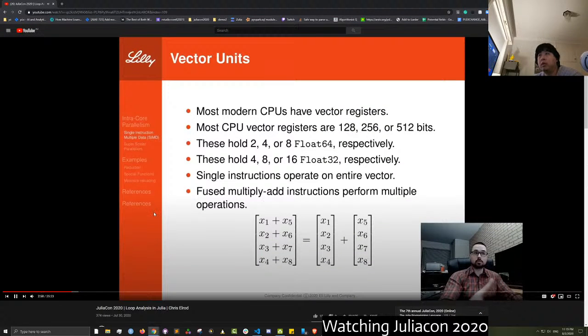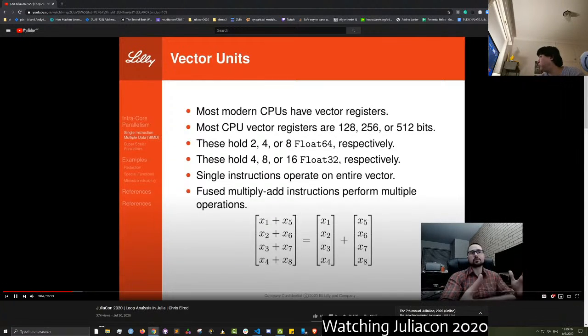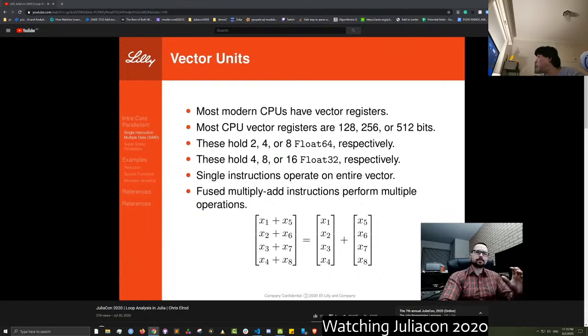Or single instruction multiple data, which is that a single instruction can operate on multiple elements of a vector at a time. Modern CPUs, most of them, have vector registers with 128, 256, or 512 bits being particularly common. What this means is that a 512-bit vector, for example, can hold 8 float64 or 16 float32.